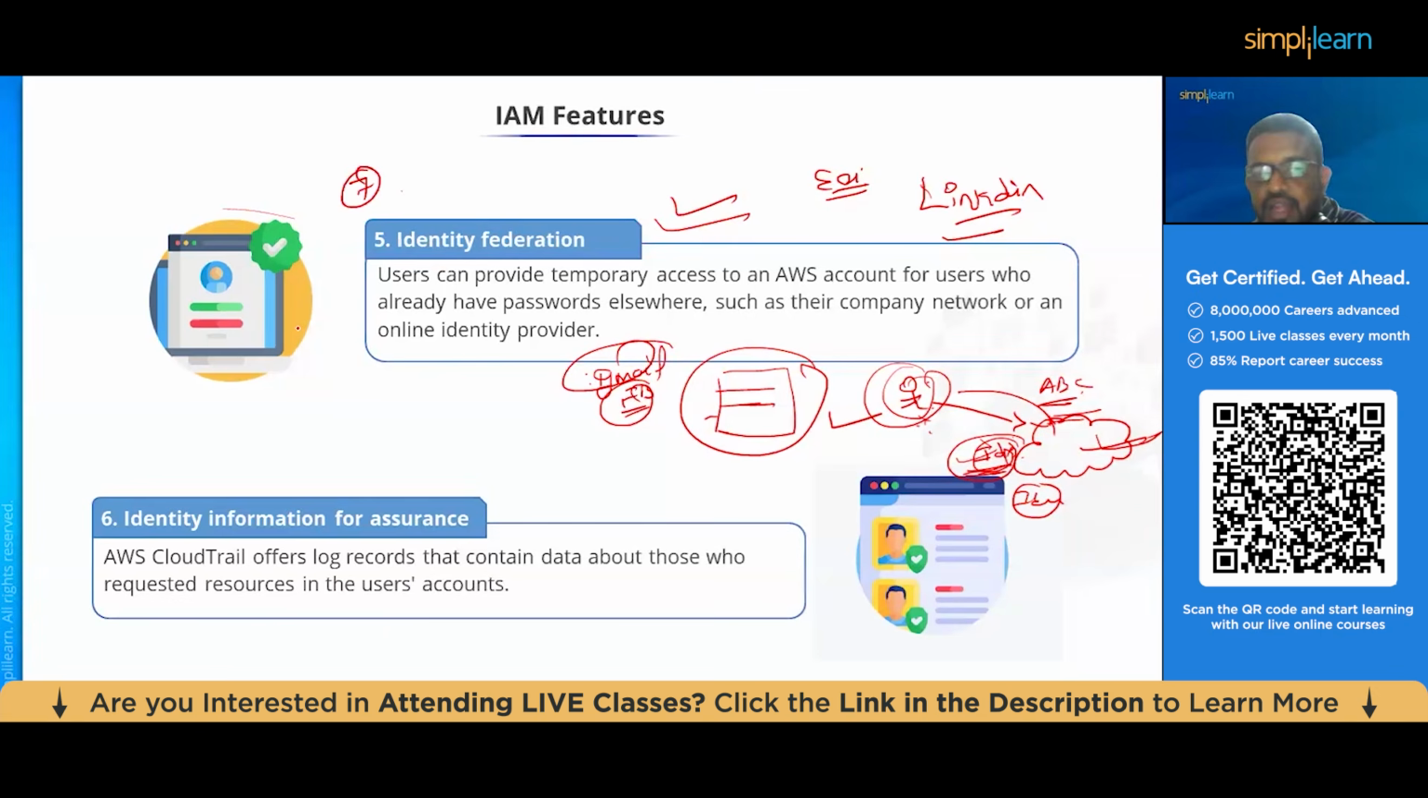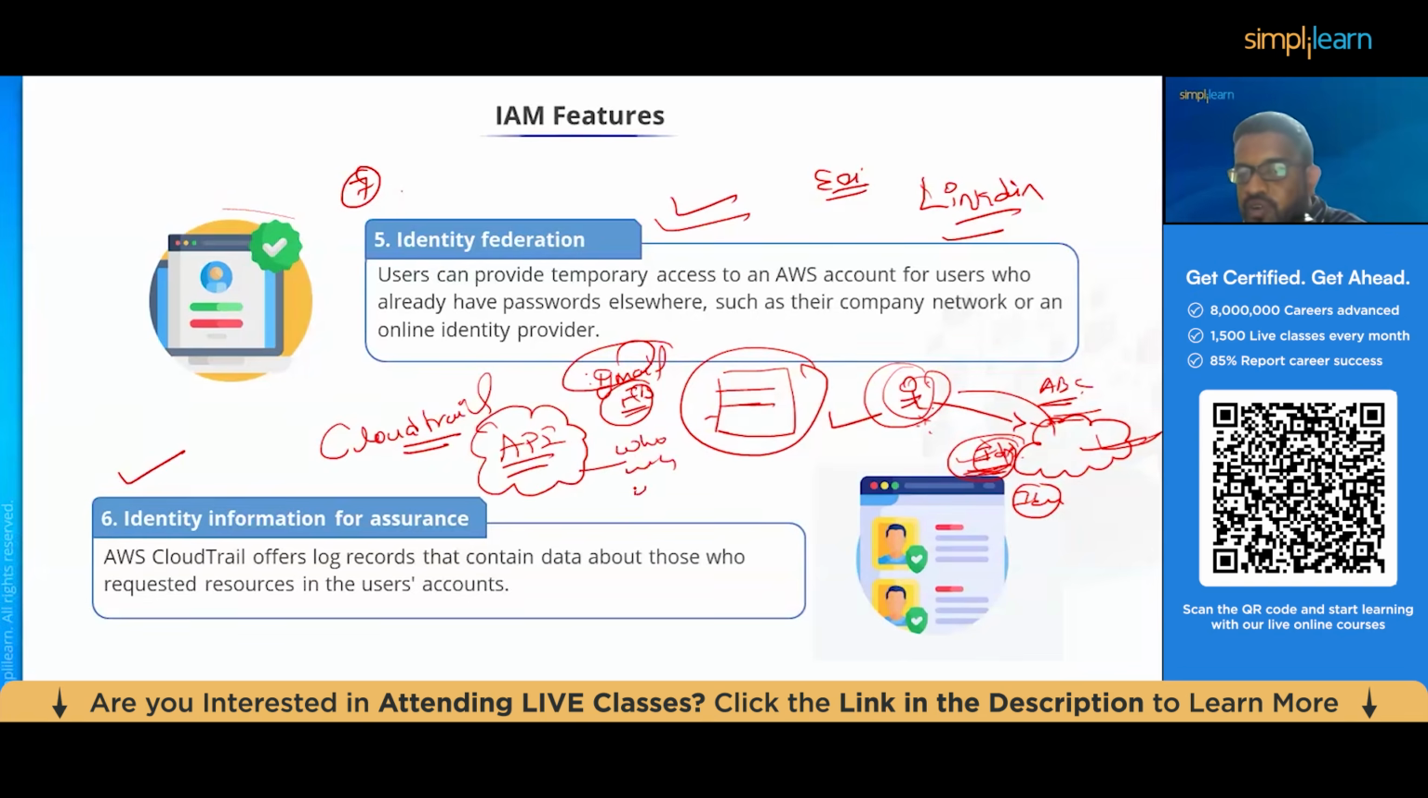Okay. Now, identity information for assurance. There is a service called CloudTrail. Might be you people have heard about this. CloudTrail is responsible to track each and every API activity in the AWS environment, right? Who, when, where, what actions are taken, who has taken the action, everything you will get detailed information. Each and every API activity in the AWS environment is recorded, right?